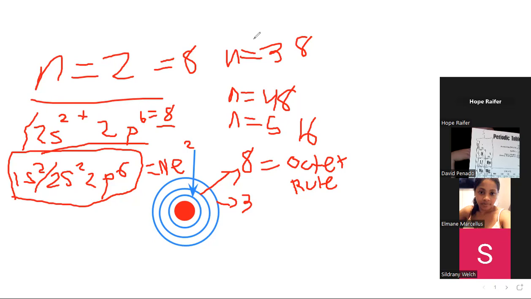Okay, I see. So this one, the last shell has 3, the one prior to it has 2. This one will have 2, 2 and 2. 2 inside, yes, and 2 and 2 on the outside, yes. Okay. And then it jumps across to here.